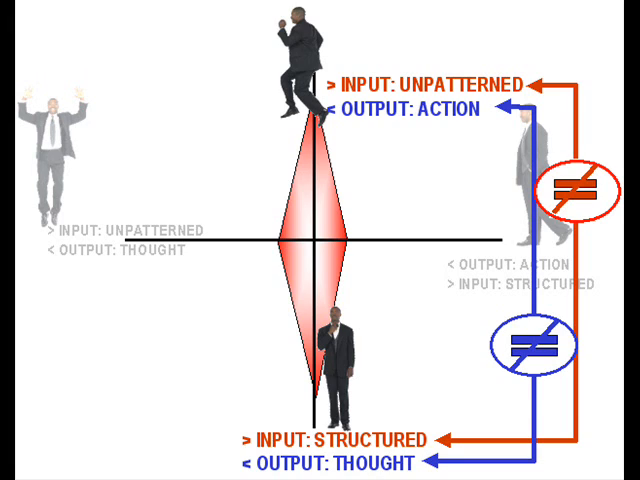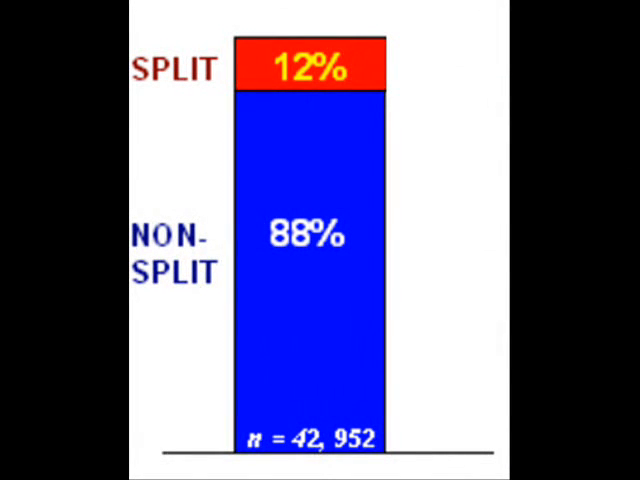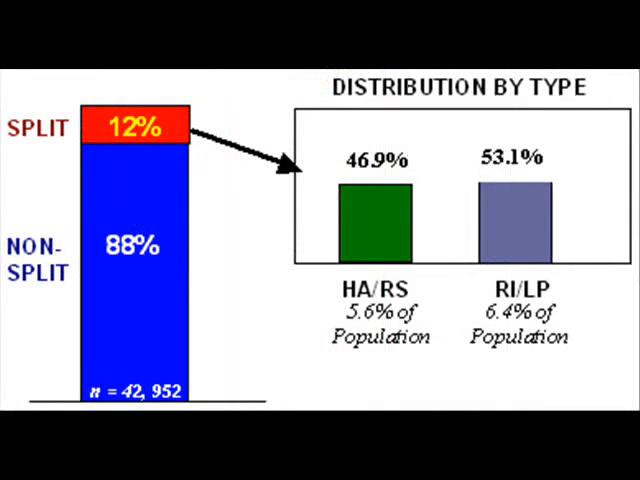About this time, you might be asking, isn't unpredictability itself predictable? Wouldn't people come to expect the unexpected? The answer is no. People do not get a lot of experience with split styles. Only 12% of the 42,952 people in our sample use a split style strategy. Noticeable, but not a lot.